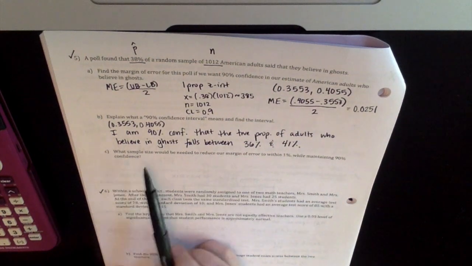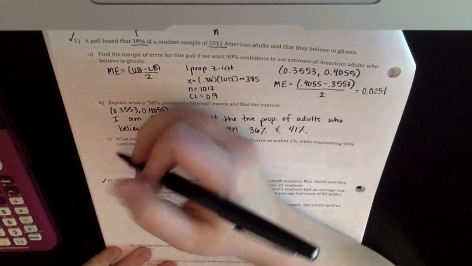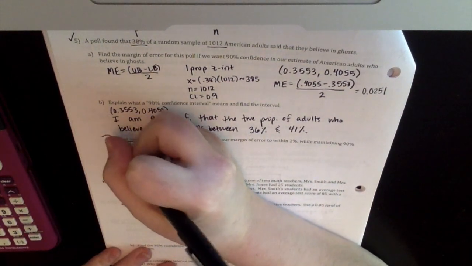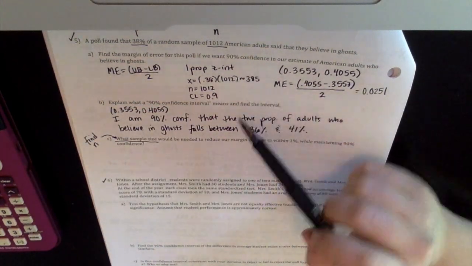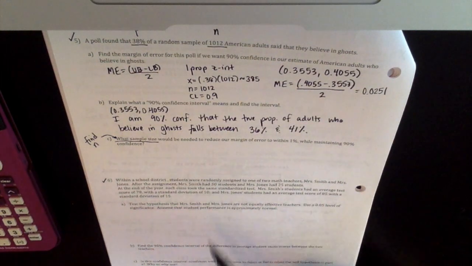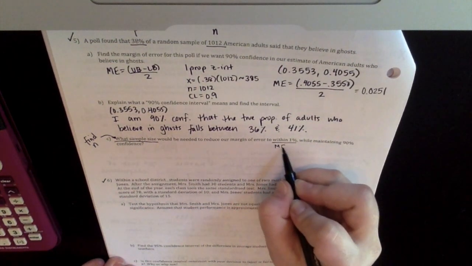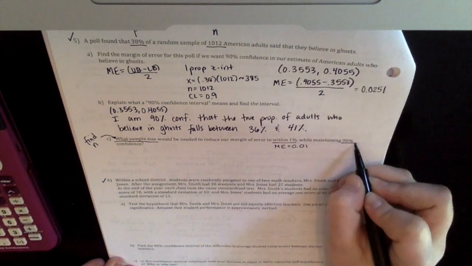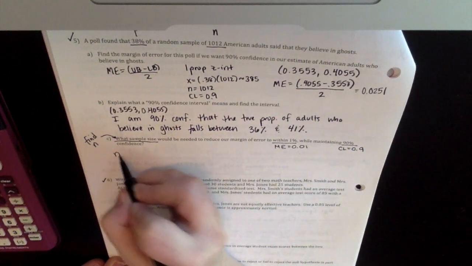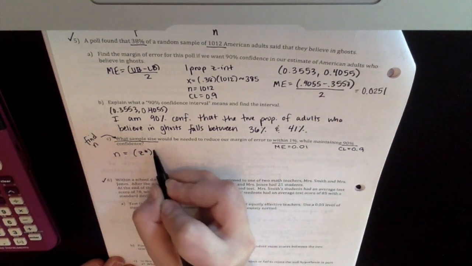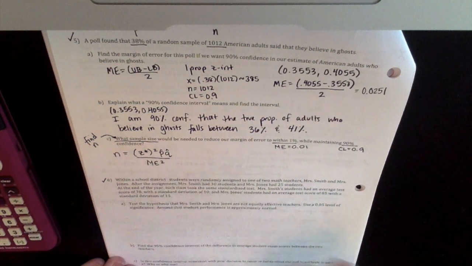Now, this is the reason why I really wanted to do this problem for this part right here. It says what sample size? Like that wording right there says I need to find n. Okay, and you're saying, well, there already is an n up here. Yes, but now that we're going to change some stuff around. It says what sample size would be needed to reduce our margin of error to within 1%. So now they're telling me my margin of error is 0.01, but I want to keep my 90% confidence. So my confidence level is 0.9. So I'm now going to need this formula. Z star squared times p hat times q hat all over the margin of error squared.